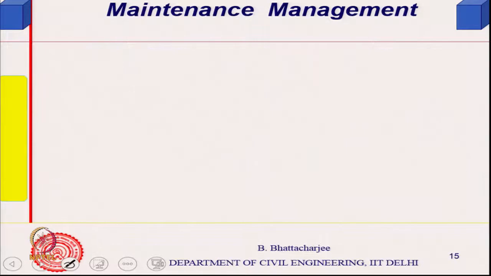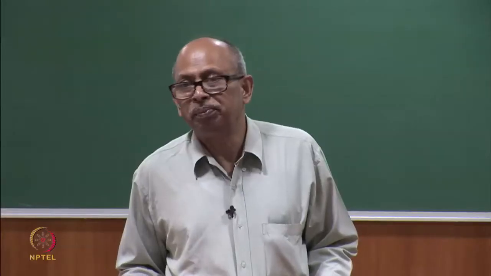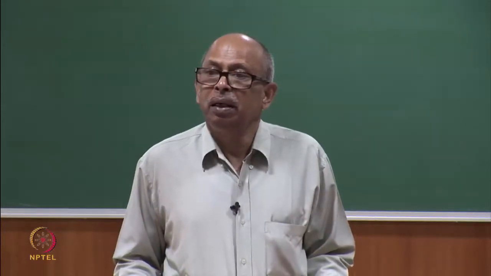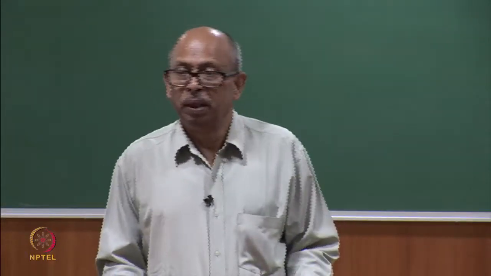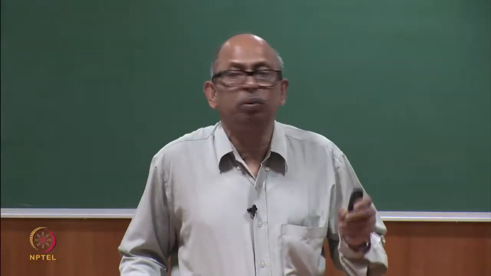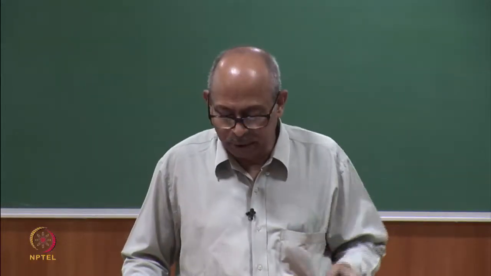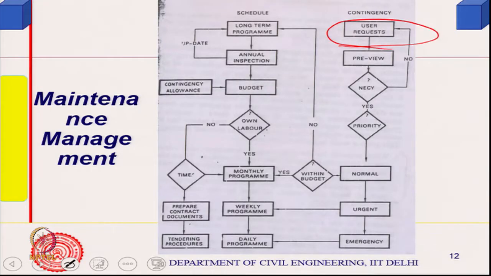So, I am not going into this, but the point that I was trying to mention was that the plant maintenance system we divide into two parts. One we call scheduled maintenance, another is contingency. Now, scheduled maintenance is the planned part of it, which we pre-schedule. Contingency is what comes as an emergency situation, suddenly some request comes and you deal with that. So, generally emergency or contingency generates from users' requests, and scheduled work comes from the long term program.